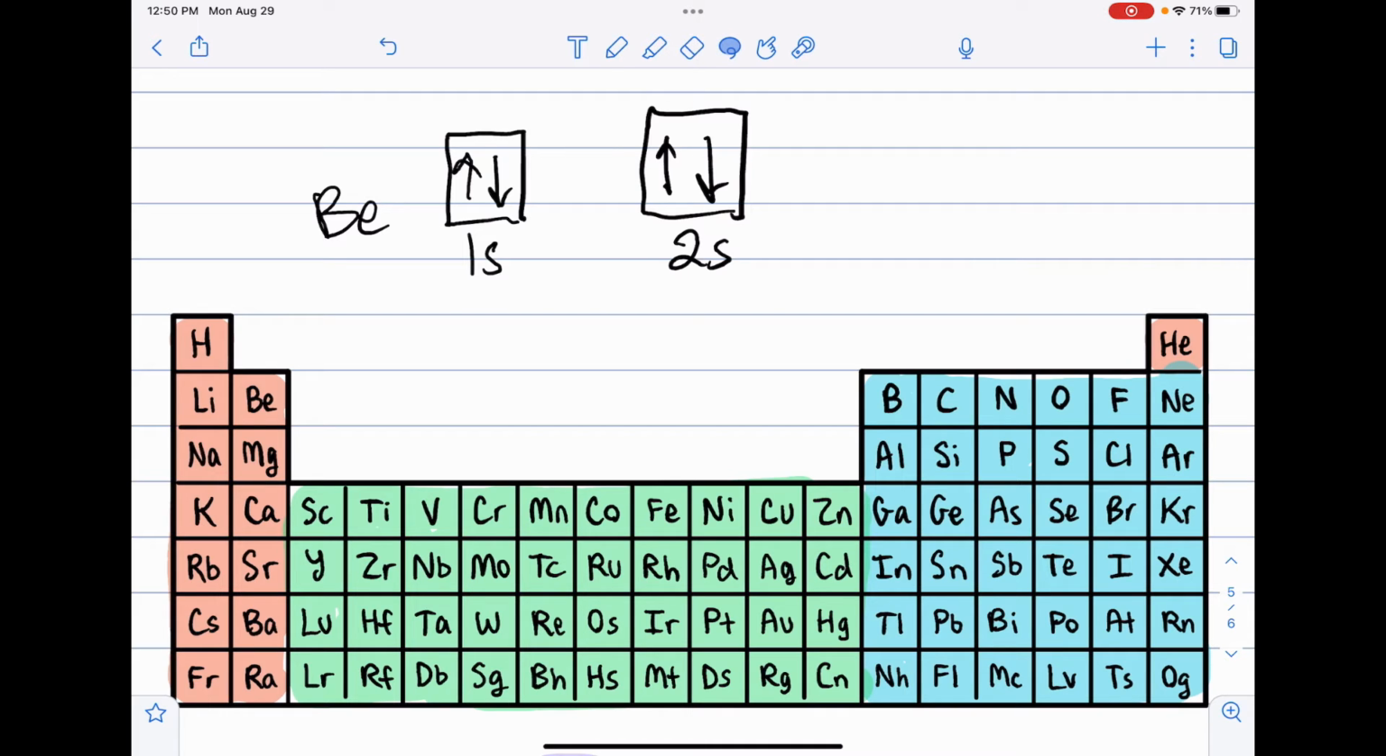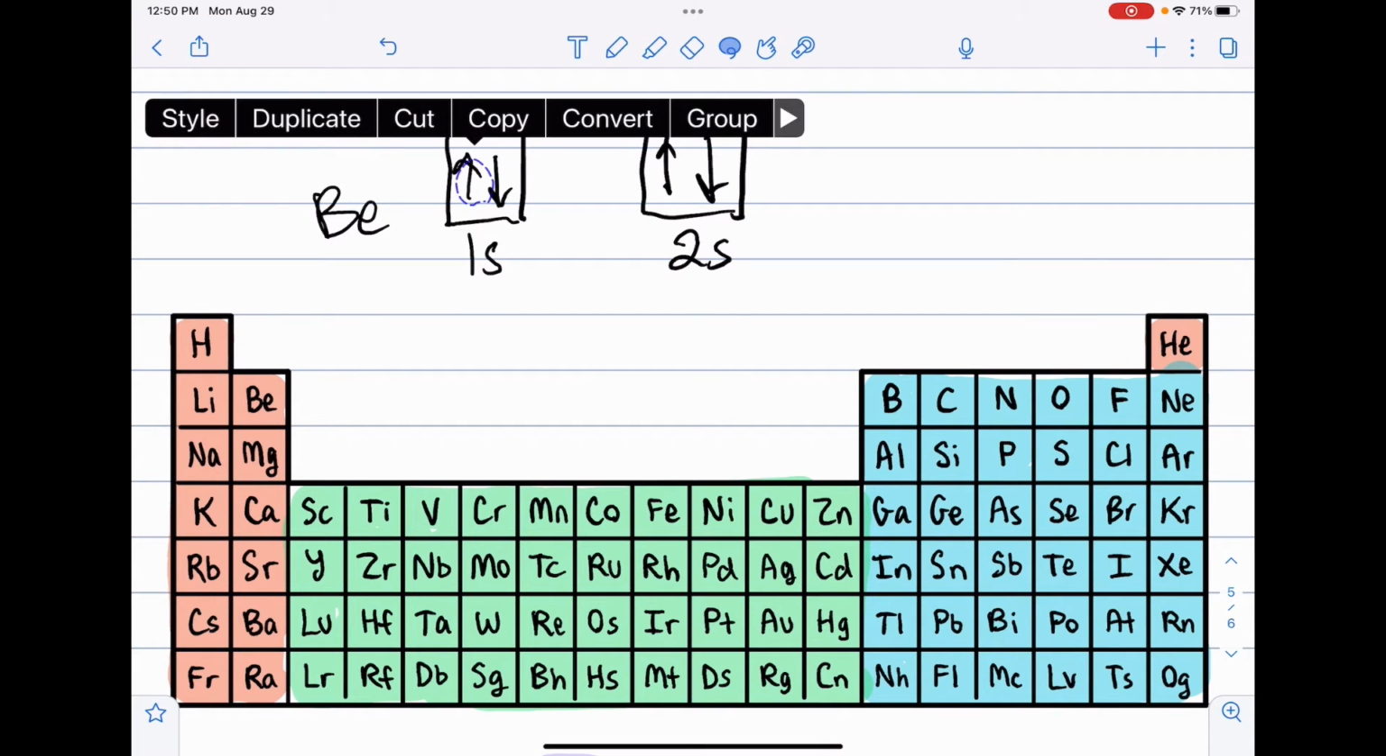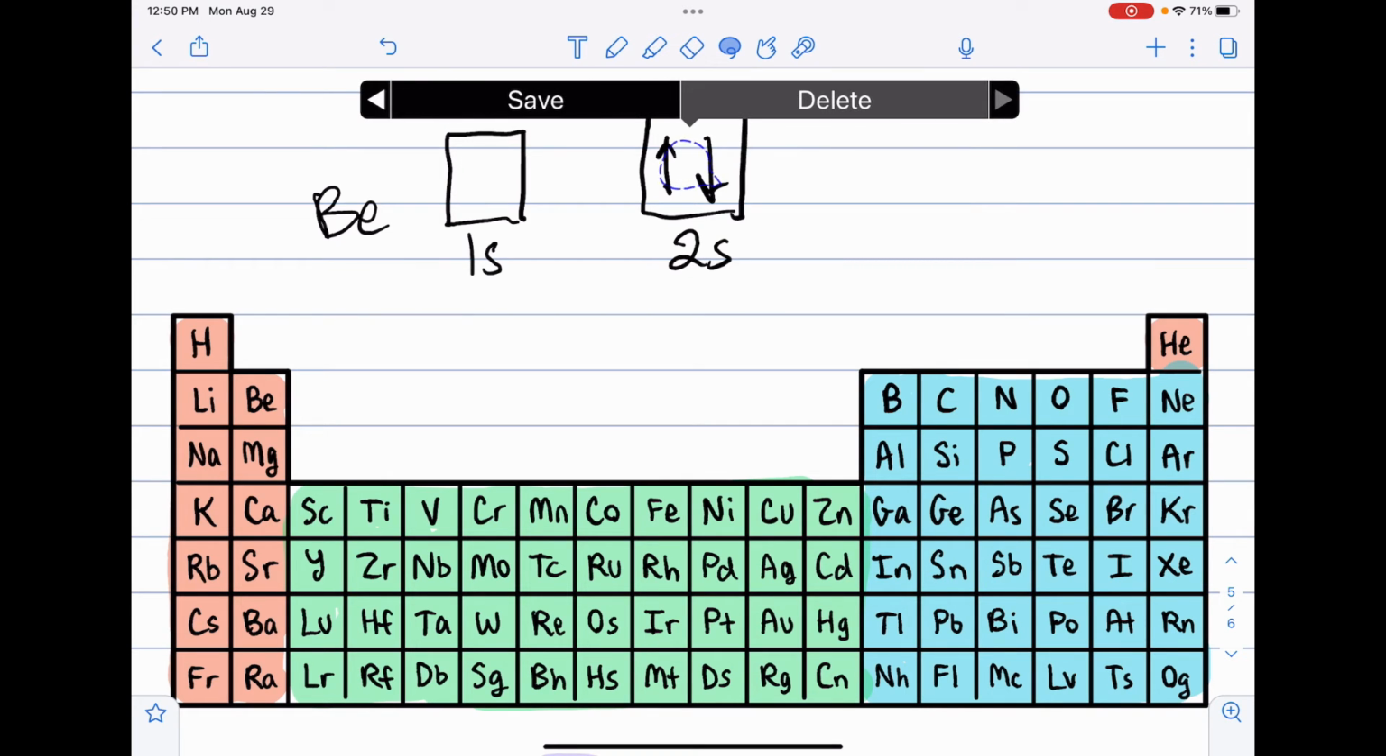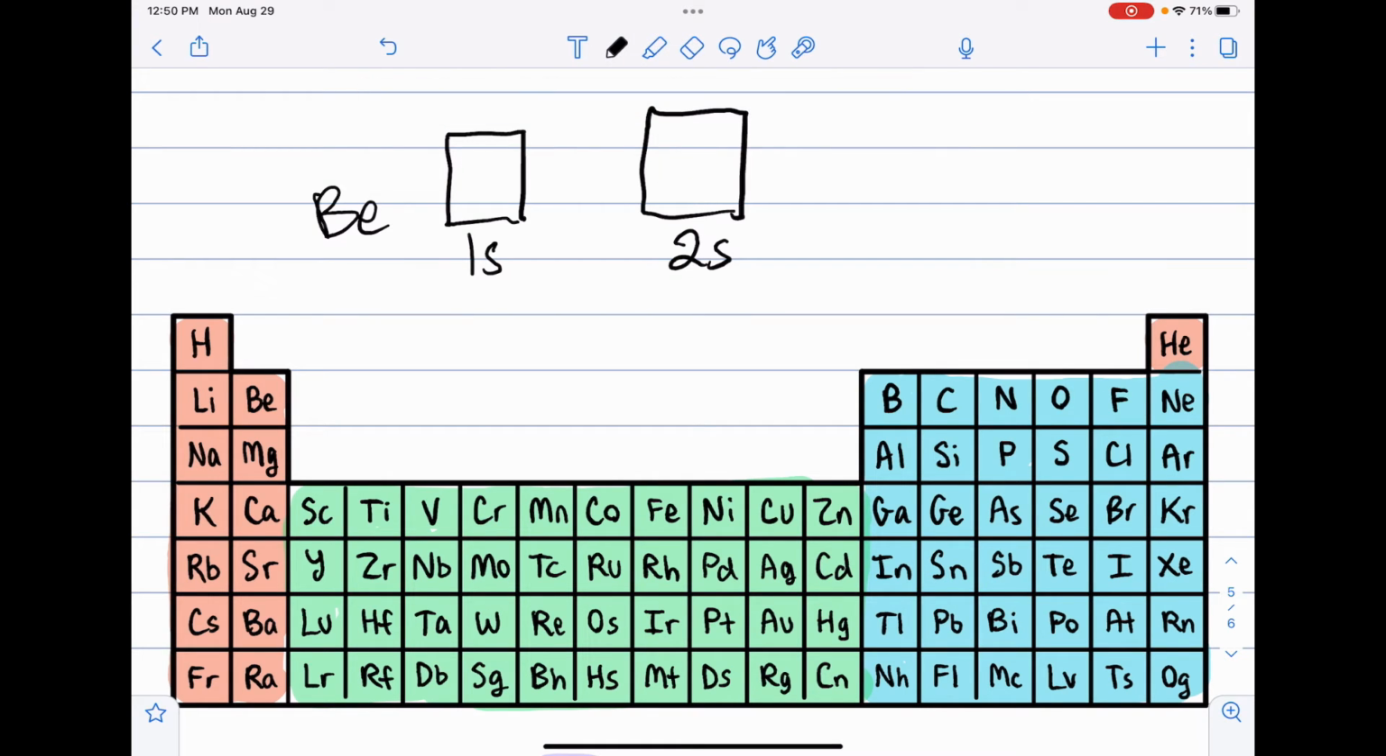So if I'm writing the configuration for beryllium, and the order of writing it might not seem important now, but it gets kind of important, then I would go, okay, I have 4 electrons. How do I fill them up? From the bottom, I'm going to fill this shell, the 1 shell, and then I'm going to fill the 2 shell.